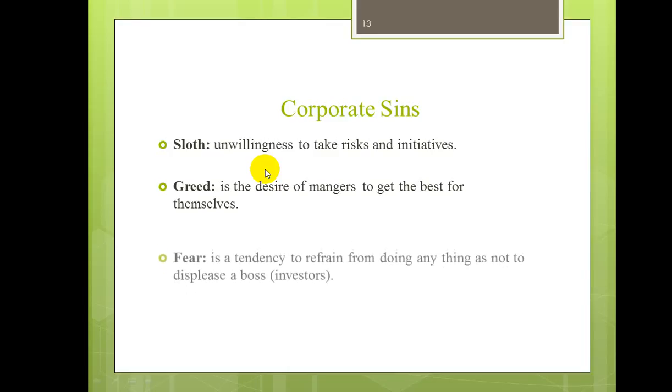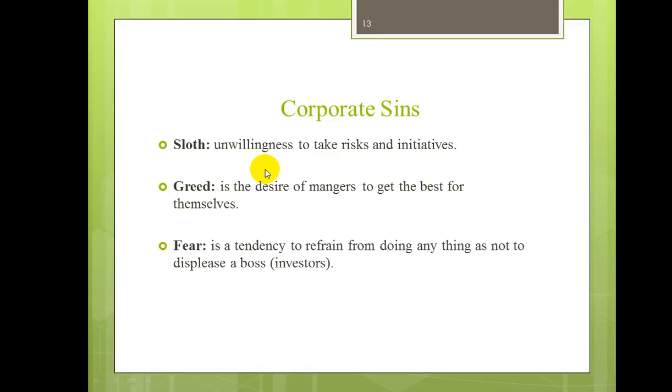The third one we have is fear. Fear is a tendency to refrain from doing anything and not to displease the boss or investors. Fear means fear of the boss. He won't take any initiative, he won't take any decision because of fear. Maybe he is scared for his post, thinking that if I take any decision, my boss will fire me. So this will also be a cause of problem for the company.